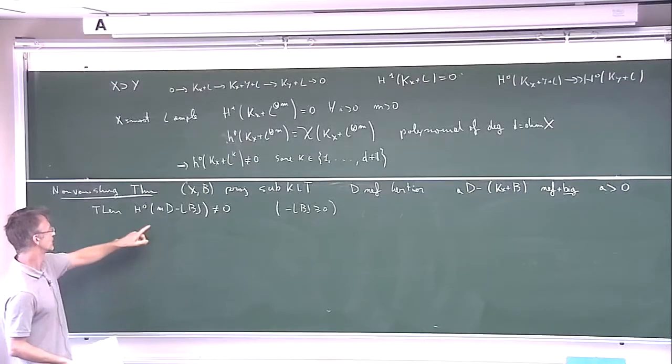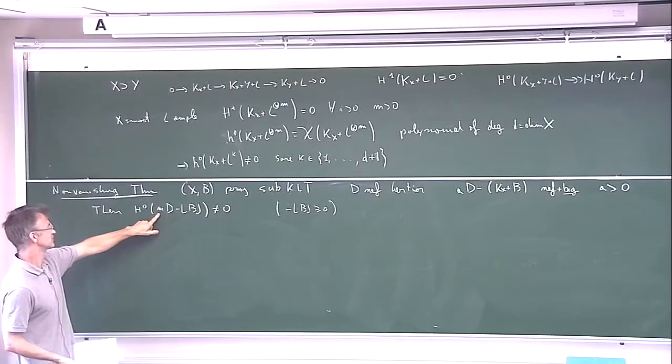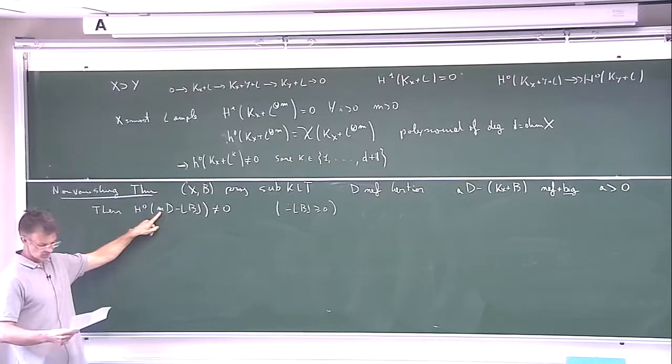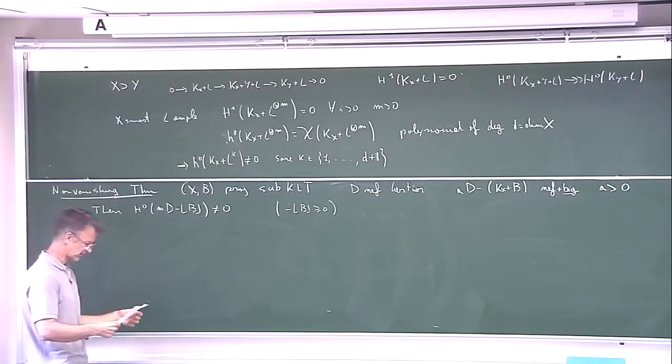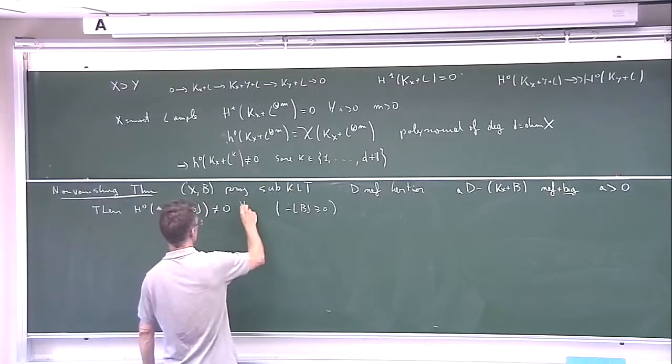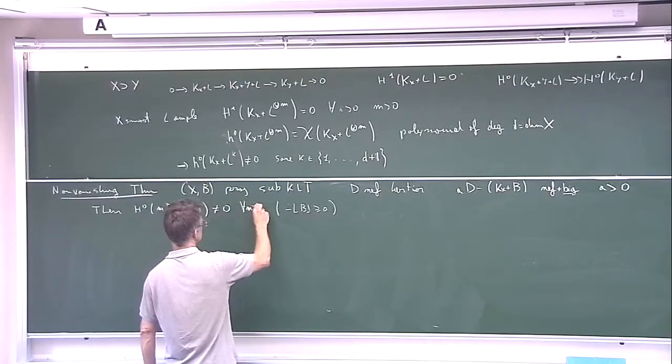So if you put, oh, I haven't written the statement. If you put M equals 0, this statement would be obvious. But that's not what we want to think about. We want to think about this being true for all m integers which are sufficiently big.